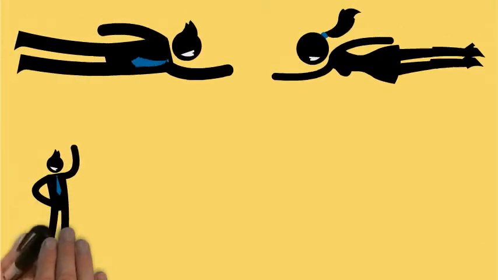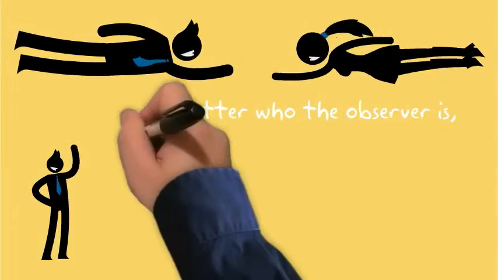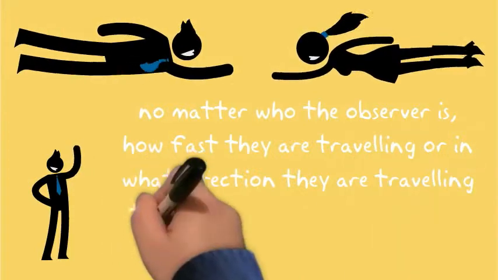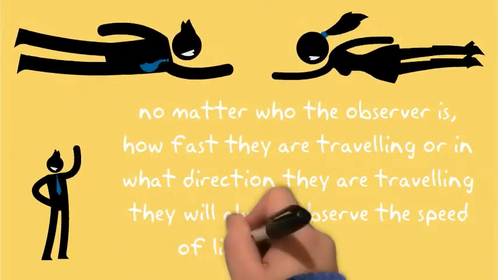No matter who the observer is, how fast they are travelling, or in what direction they are travelling in, they will always observe the speed of light to be the same.